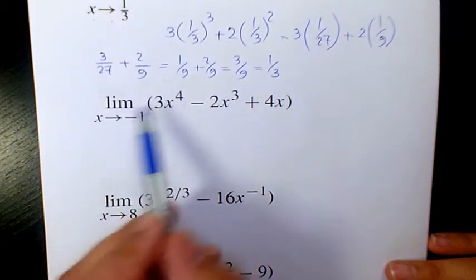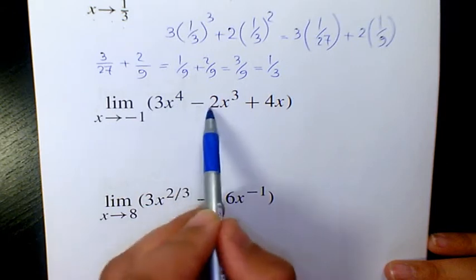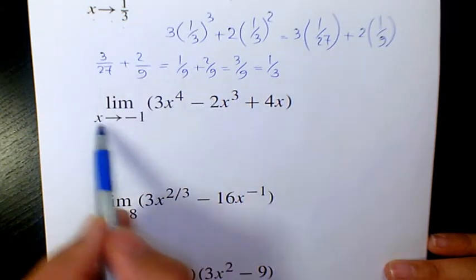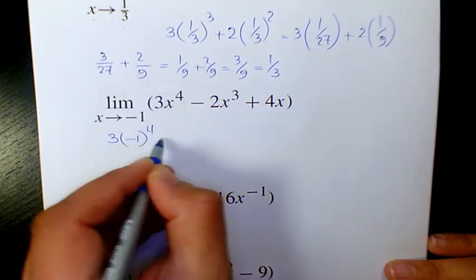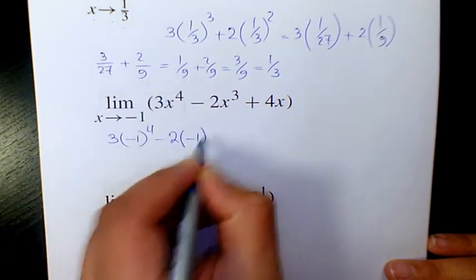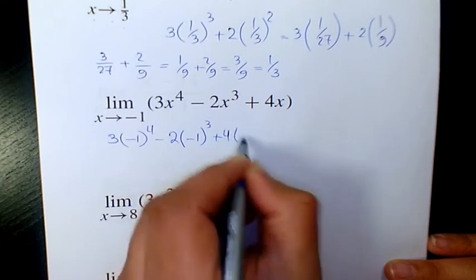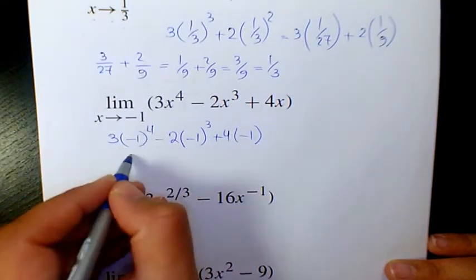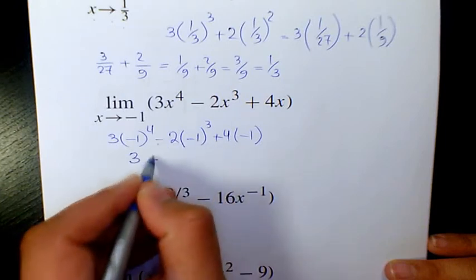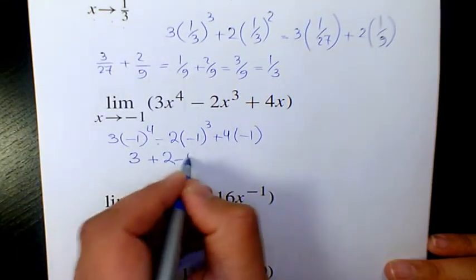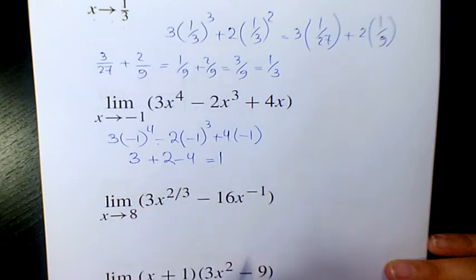Next one, limit of 3x to the power of 4 minus 2x cubed plus 4x when x approaches negative 1. This is 3 times negative 1 to the power of 4 minus 2 times negative 1 to the power of 3 plus 4 times negative 1. That's going to be 3. This one is going to be negative 1. Negative 1 times negative 2 is going to be positive 2 minus 4. That's going to be 5 minus 4, which is 1.